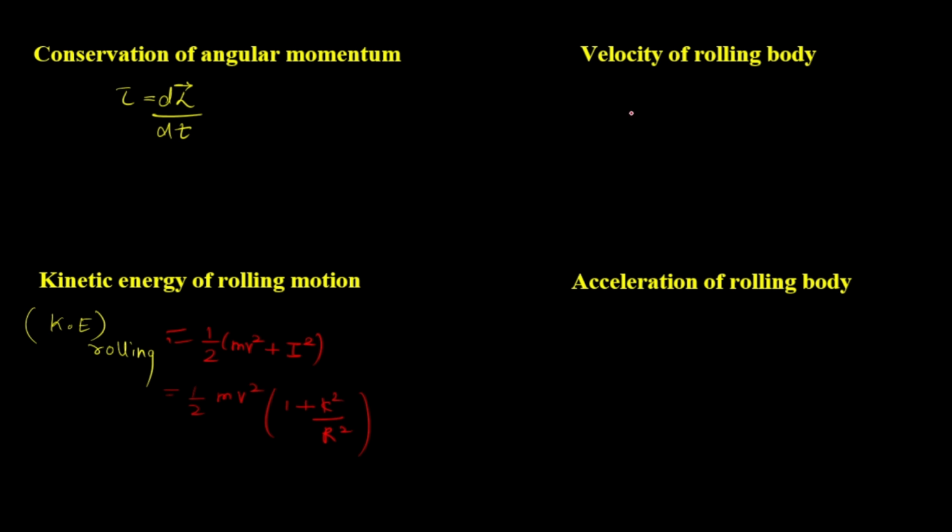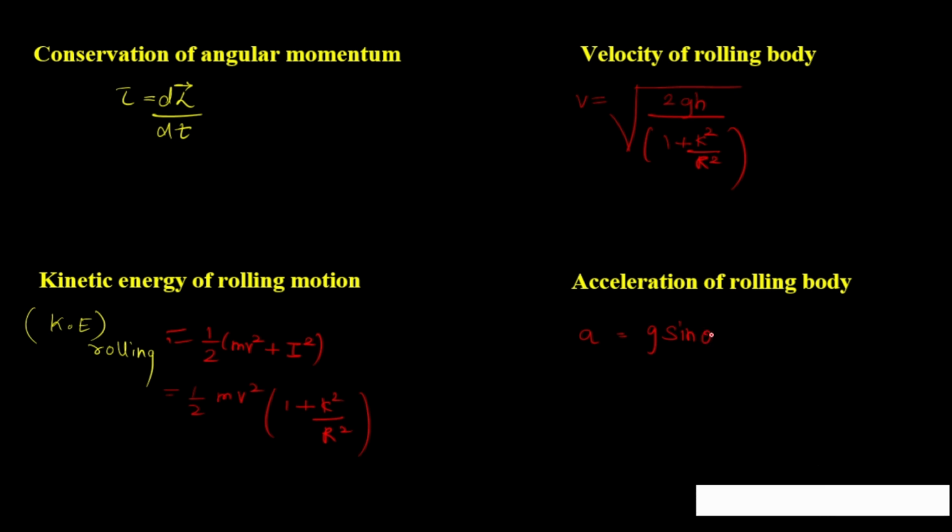Velocity of a rolling body, v is equivalent to root of 2gh divided by 1 plus k square upon r square. Acceleration of a rolling body, acceleration a is equal to g sine theta divided by 1 plus k square upon r square.